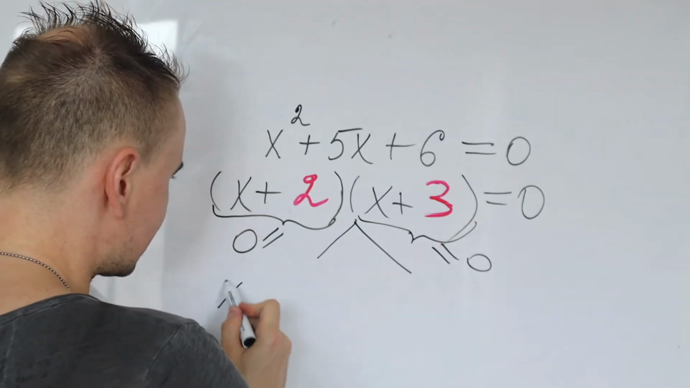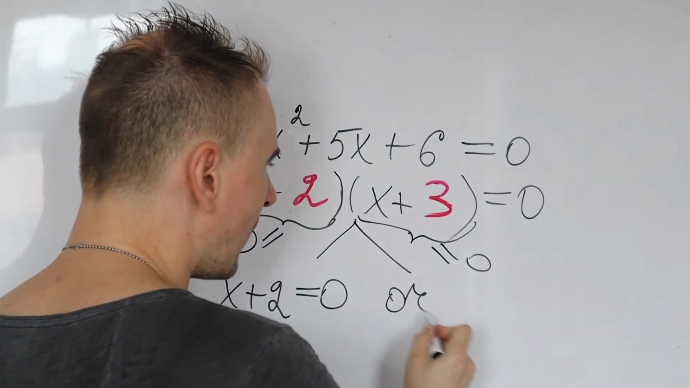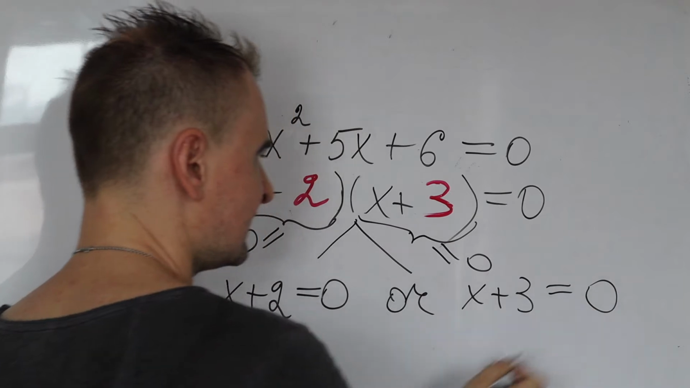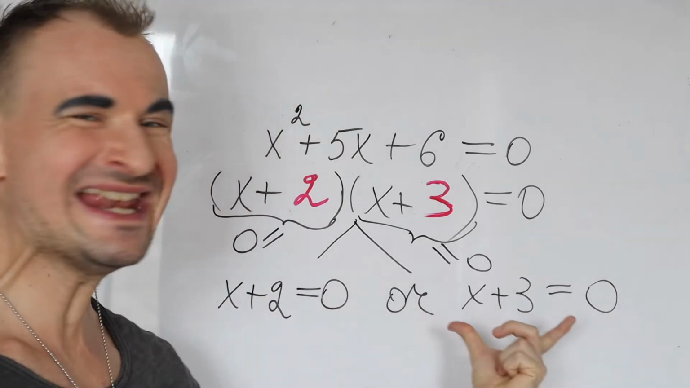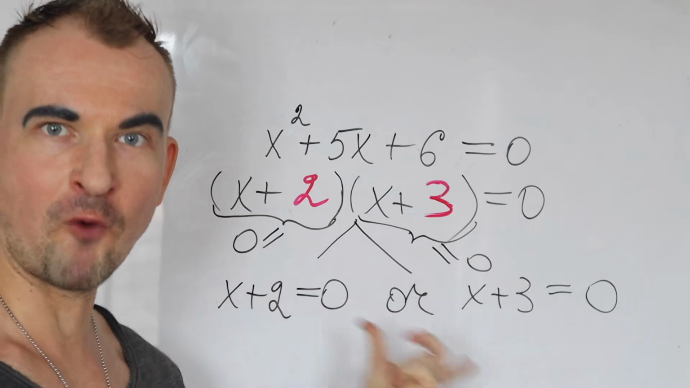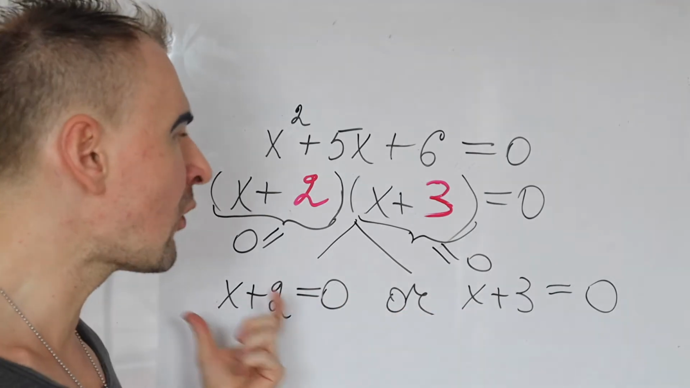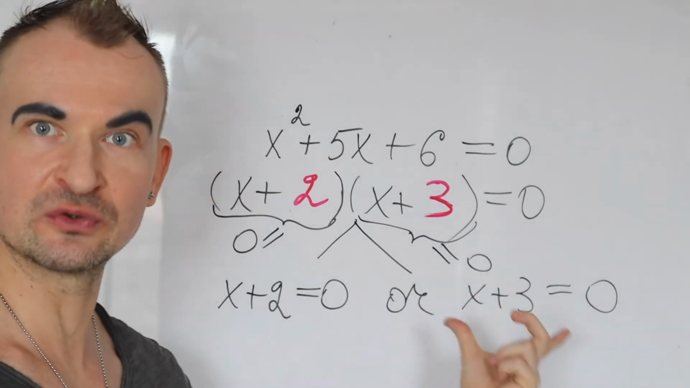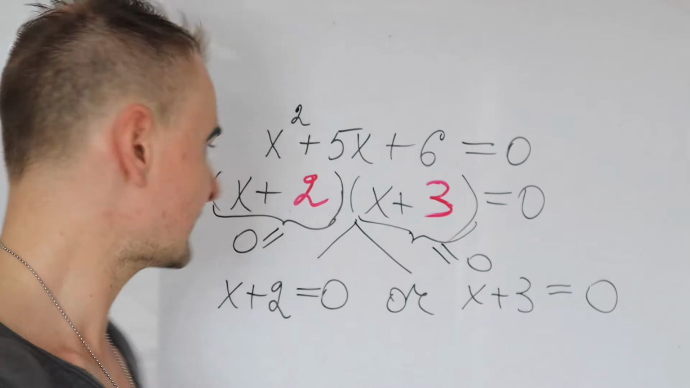So it becomes x plus 2 equals 0, or x plus 3 equals 0. And we came up with two linear equations for x. And what we are going to do is just solve them separately. And we will get two solutions, two values of x.